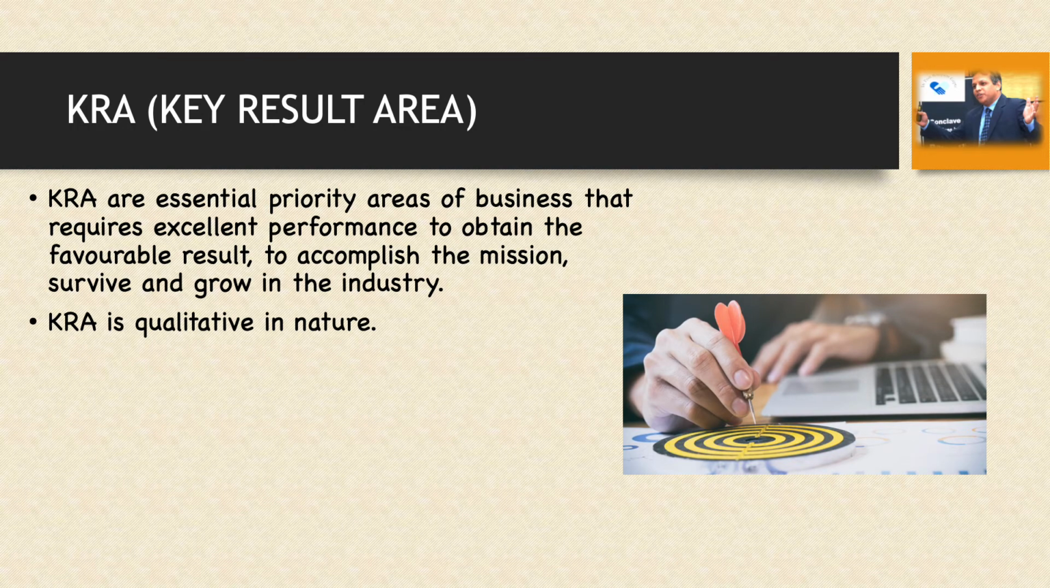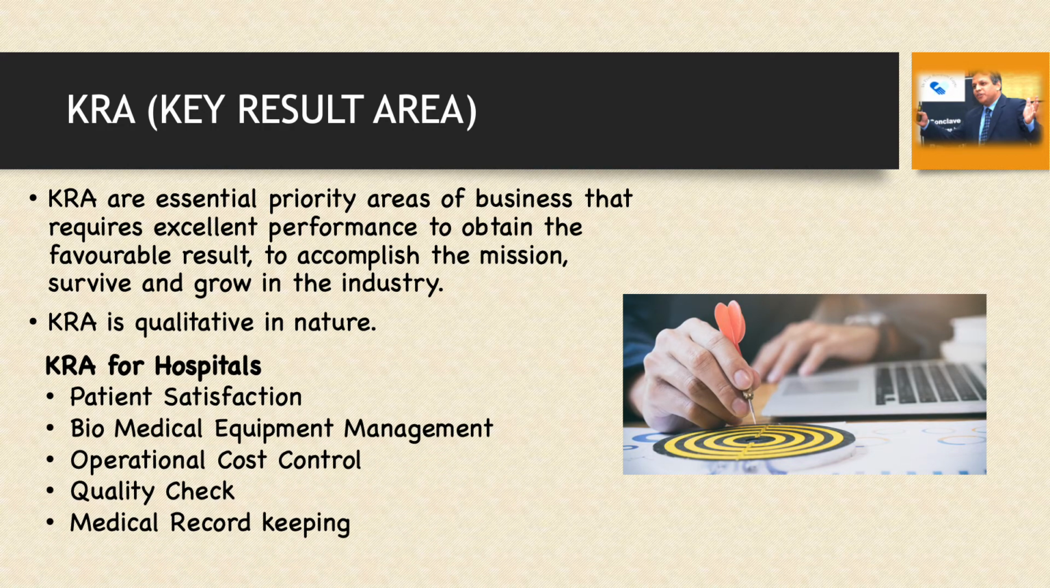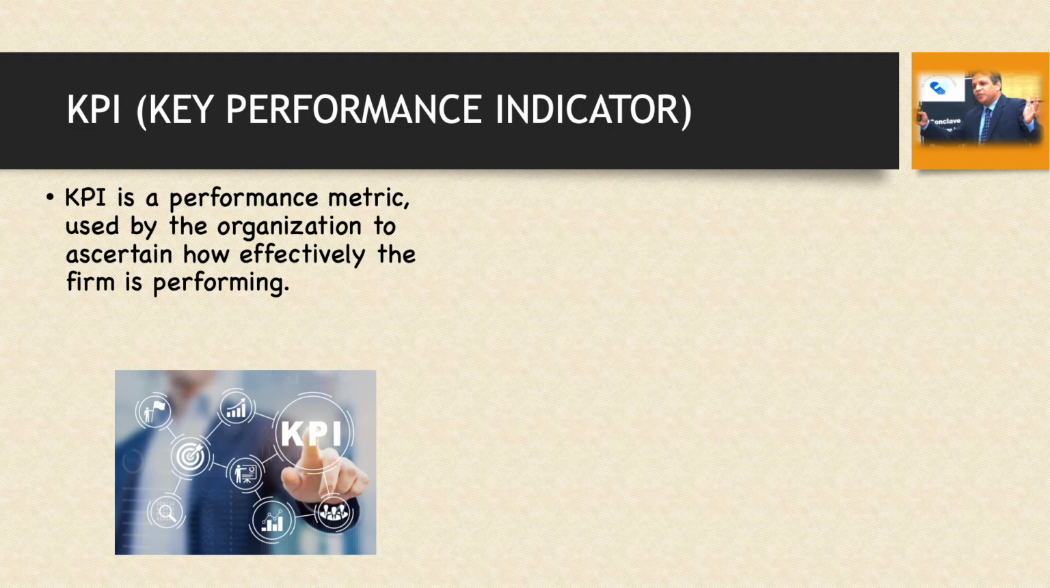Another important term, KRA, the key result area. KRAs are essential priority areas of business that require excellent performance to obtain the favorable result, to accomplish the mission, survive and grow in the industry. KRAs are qualitative in nature. In a hospital setup, the KRAs, for example, can be patient satisfaction, biomedical equipment management, operational cost control, quality check, medical record keeping.